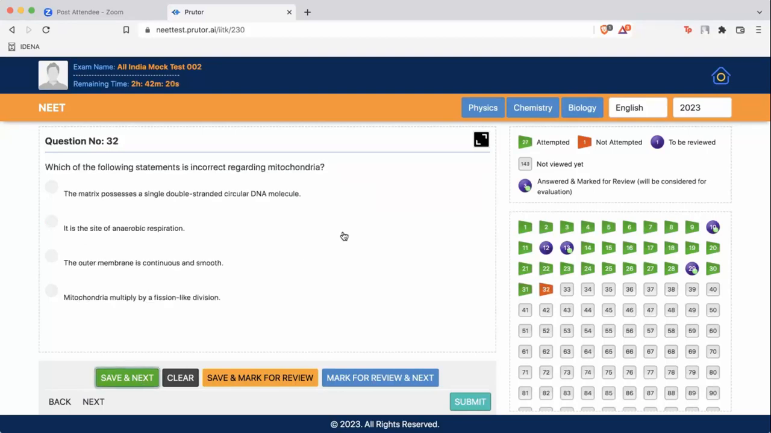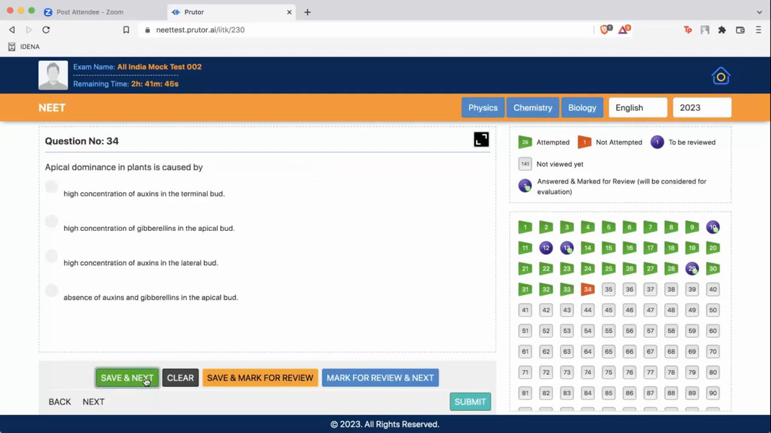The following is incorrect regarding mitochondria. It is said to be a site of anaerobic respiration, wrong. The outer membrane is smooth, correct. It's the inner membrane that has cristae. Mitochondria multiply by a fission-like division, this is correct. It's not a site of anaerobic respiration. The matrix possesses a single double-stranded circular DNA molecule, this is correct. Sorry, I made a mistake. Site of anaerobic respiration, this is wrong.